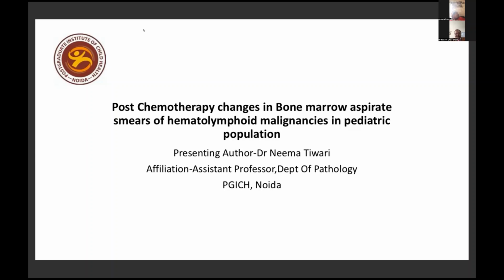Slides now. So the study that I'm going to present is a very, very basic and small subset of a larger project that we are doing at our setup. I'm working in a pediatric hospital. So the topic that I've taken might not be of much interest to people who are working in a cancer setup in the Department of Pathology.